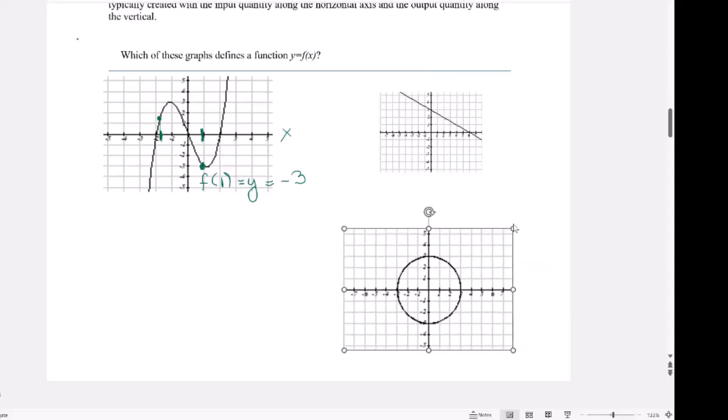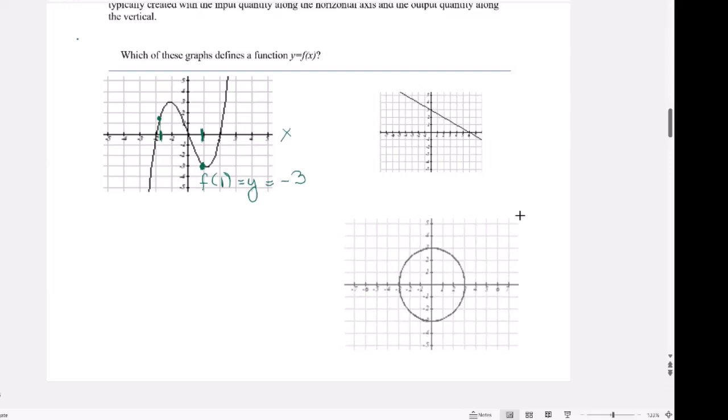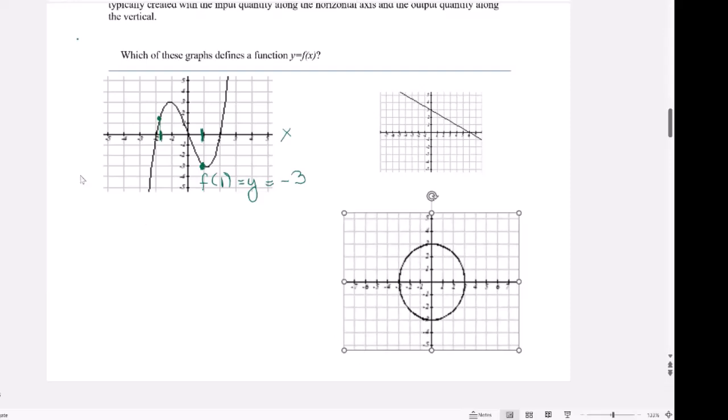Okay. For example, if I say x equals 1, I'll be right here. I'm confused. Is this my point or is this my point? I have two different points. I don't know which one to pick.